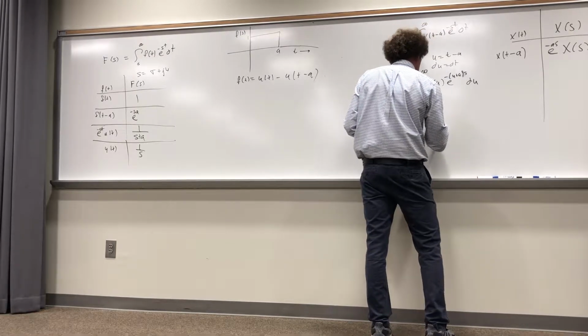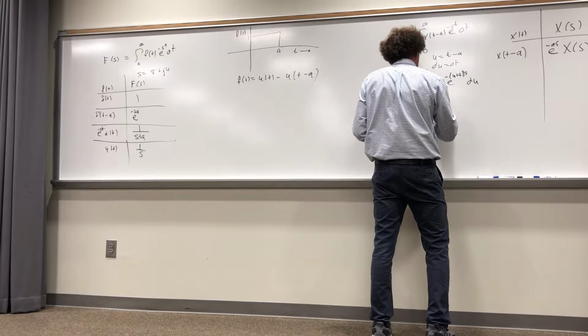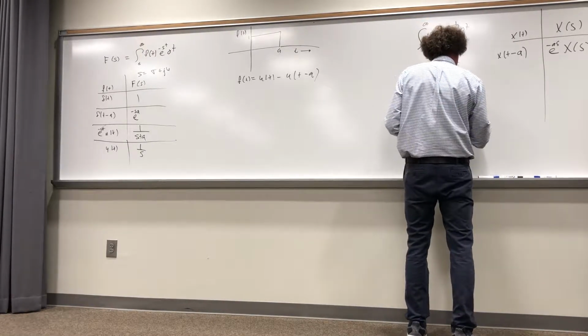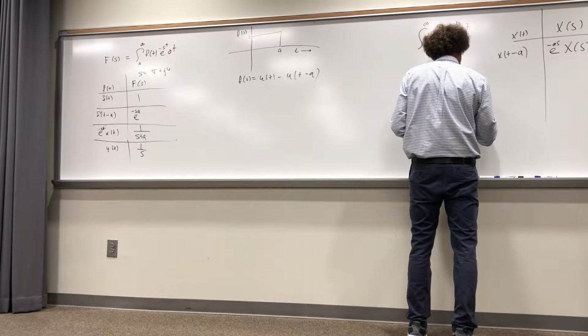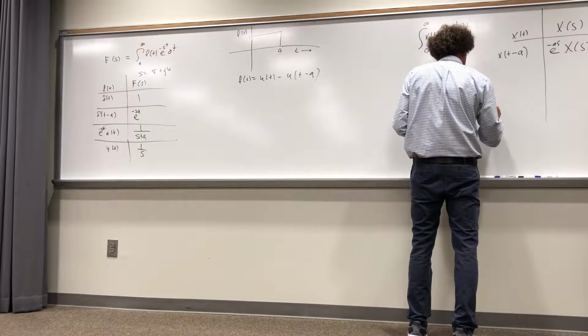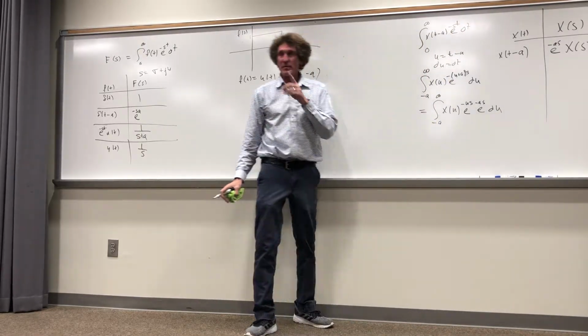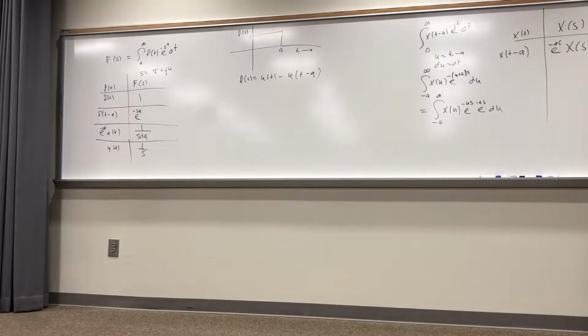This is equal to minus a, and this is going to be to infinity of x of u times e to the minus us times e to the minus as du. I just put it down here, and I put the minus a here, but I'm going to make an argument. That's x of u. That was x of t. Now it's x of u. Are you with me? It's t minus a.